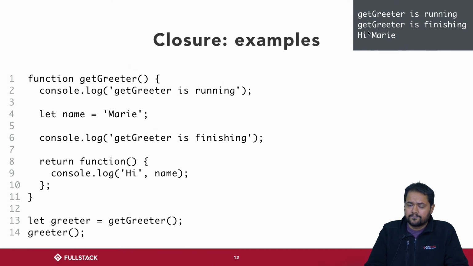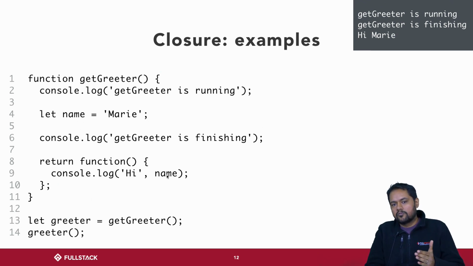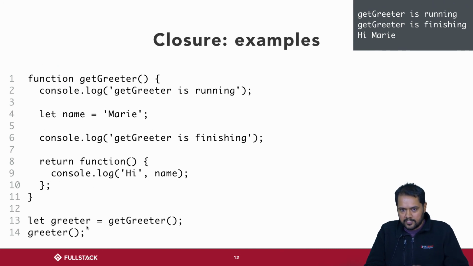So isn't it cool how the Marie is still available to us? And so that's what a closure is. So this function right here, this anonymous function, is the closure where it's closing over the value of name, and that value of name is kept alive as long as greeter is alive, right? It kind of like holds that value because JavaScript knows that the value of this variable was necessary, obviously, to the running of this function, right? And so it keeps it around, and that's what closure is.